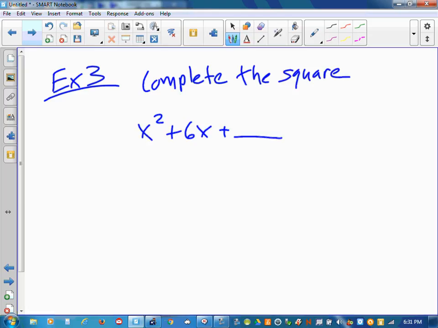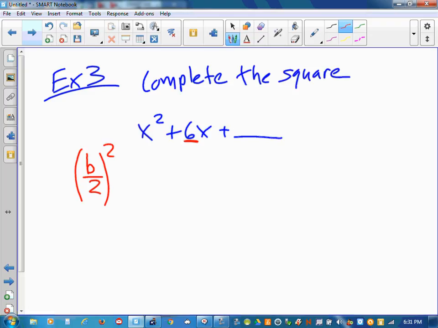So what you do is you have the 6 here. You take that 6 and you divide it by 2. And that's the b term. So you take the b term and you divide it by 2. You half that middle term, and then you square the result. That's how you complete the square.